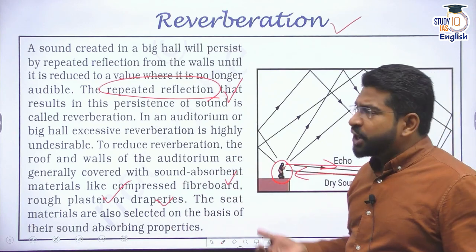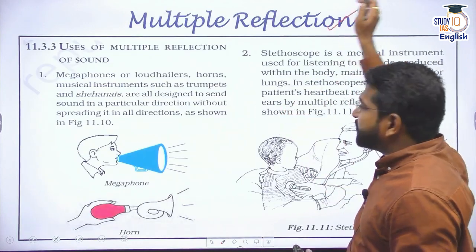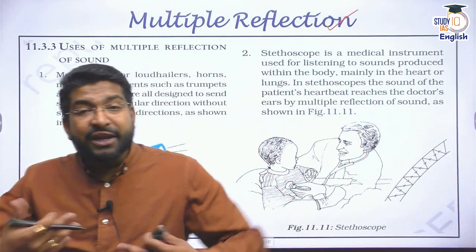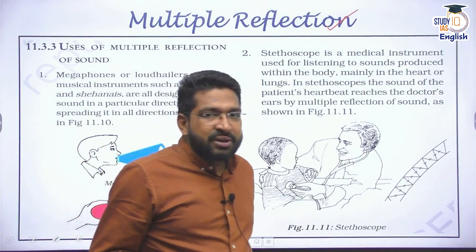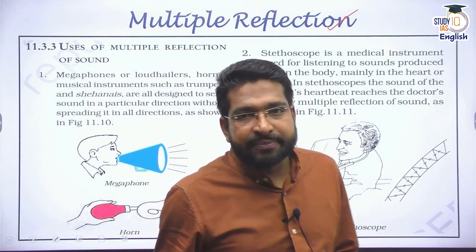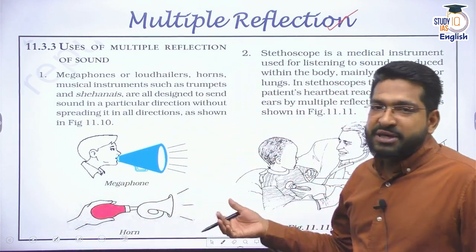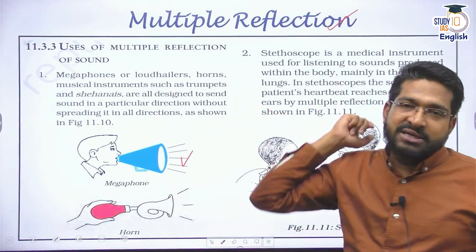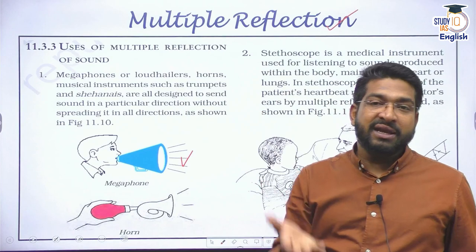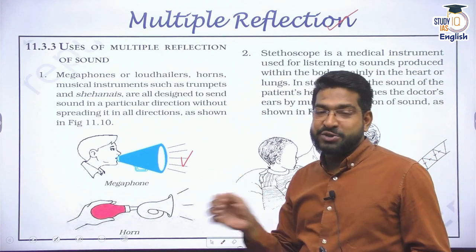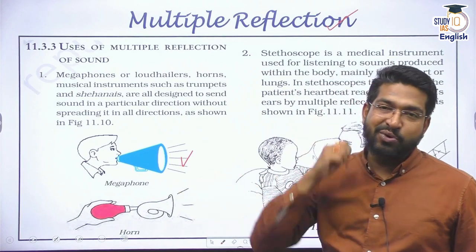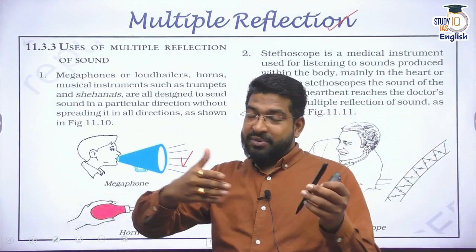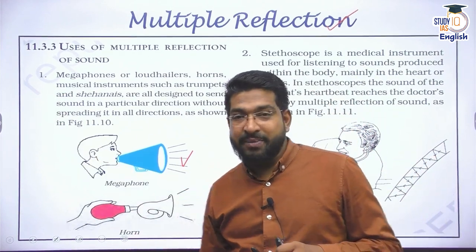But many a times, we use the idea of multiple reflection. Since we know sound reflects, we use the idea of multiple reflections because it has a lot of utility. For instance, if somebody is using a megaphone, these days everybody is using a megaphone. I can see hawkers who are selling vegetables or any other equipment using these kinds of megaphones. They simply record the sound, and that is audible till a long distance. Why? Because it is a louder sound.